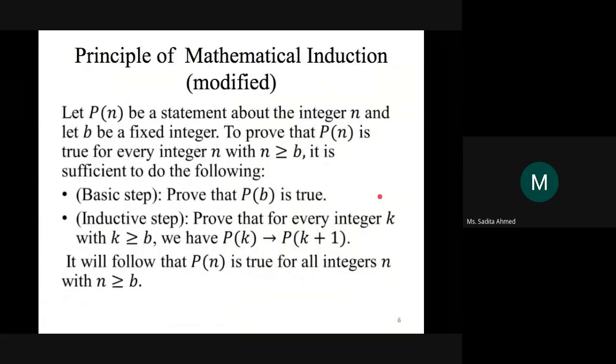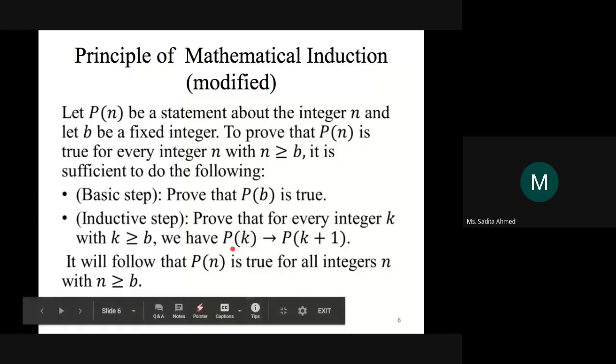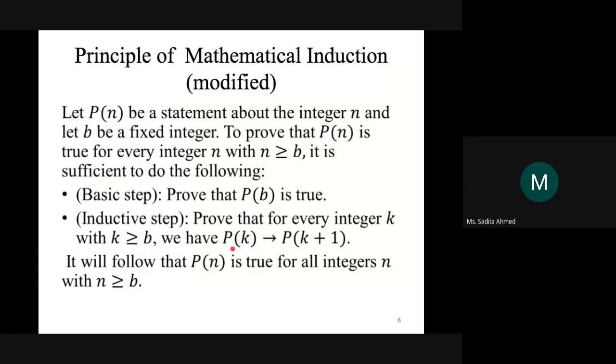In strong induction, in the basic step, instead of proving it just for the lowest value, we prove it for the lowest couple of values. That is, for a range of values, we do the basic step. And in the inductive step, this is where it makes things easier for us. In the inductive step, we are allowed to assume that the statement is true for a range of values.